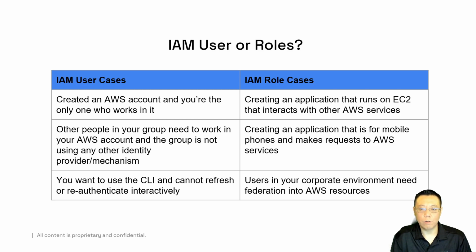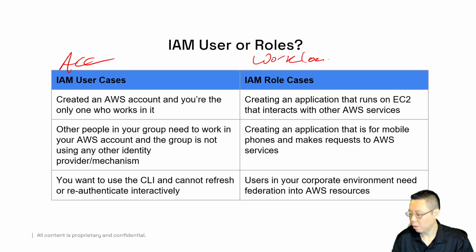IAM role cases are when you create actual workloads, apply least privileges to workloads. You want to create an application for mobile phones or make requests directly to AWS services rather than your workload or authenticate to your account. So when you're thinking about use cases for IAM users, you think of account. When you think of roles, think of workloads or services. Right? And of course, you have federation requirements. So short-lived credentials are always best case.